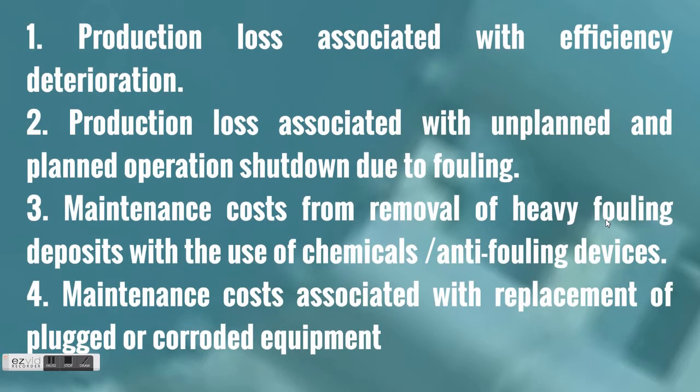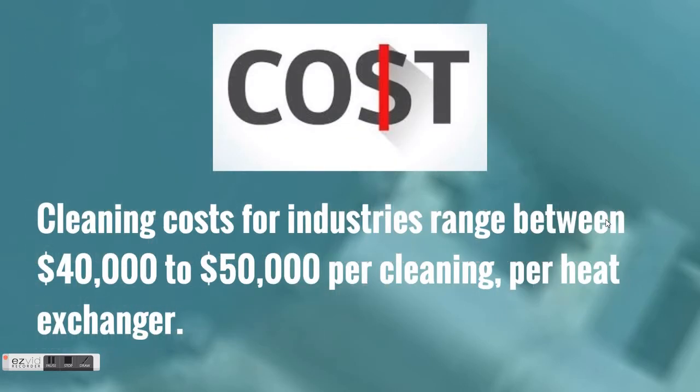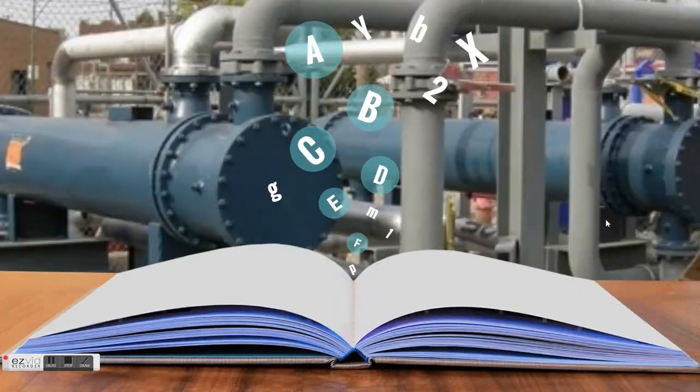1. Production loss associated with efficiency deterioration. 2. Production loss associated with unplanned and planned operation shutdown due to fouling. 3. Maintenance costs from removal of heavy fouling deposits with the use of chemicals. 4. Maintenance costs associated with replacement of plugged equipment. Cleaning costs for industries range between $40,000 to $50,000 per cleaning, per heat exchanger.